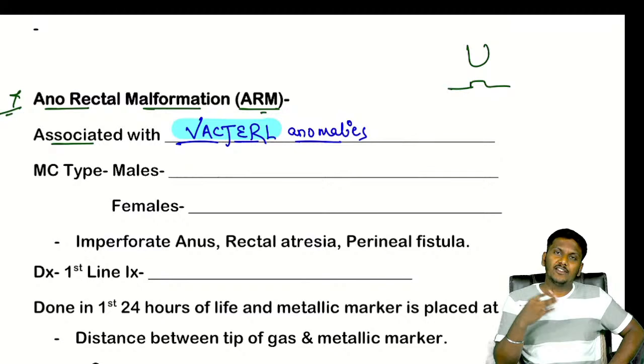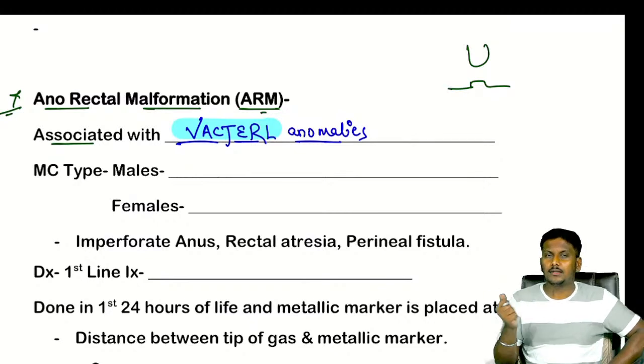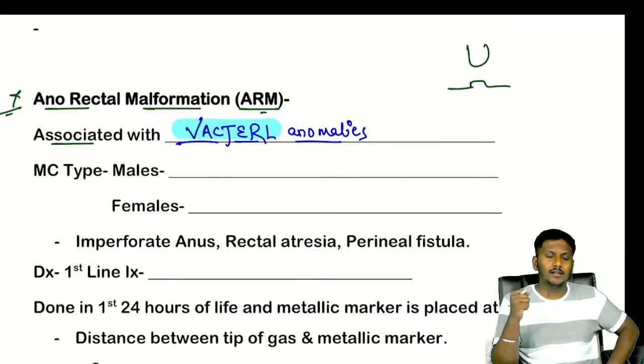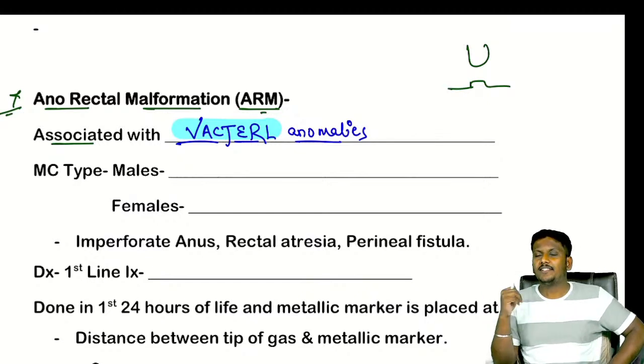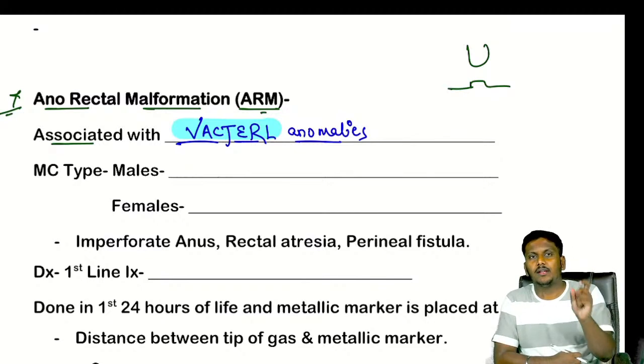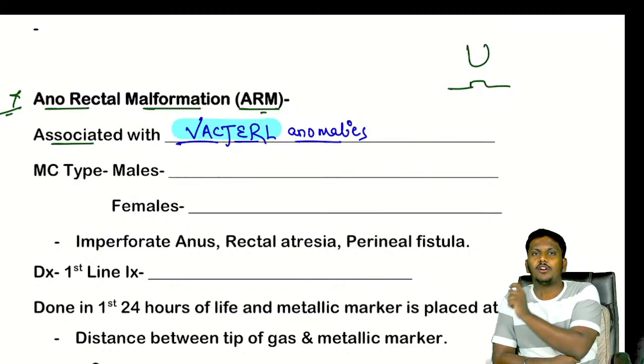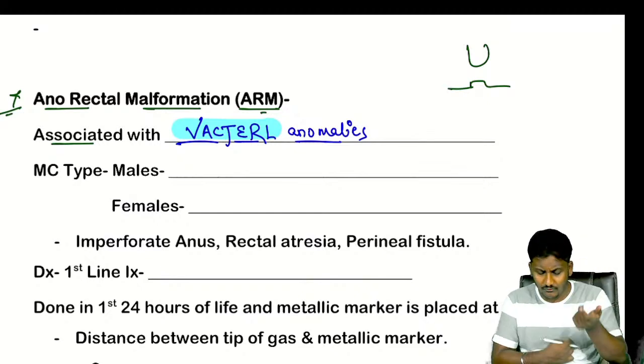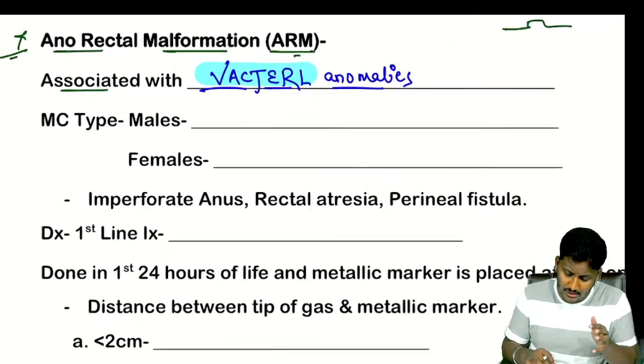Or there can be abnormal connections, that is fistulas, between the anal canal and the GI tract of the patient, right? That can be called a recto-bulbar fistula in males, where there is a connection between the rectum and the bulbar urethra of males. Or it can be a recto-vaginal fistula, where there is a connection in females between the rectum and the vagina, right? So multiple kinds of anorectal malformations can be there.